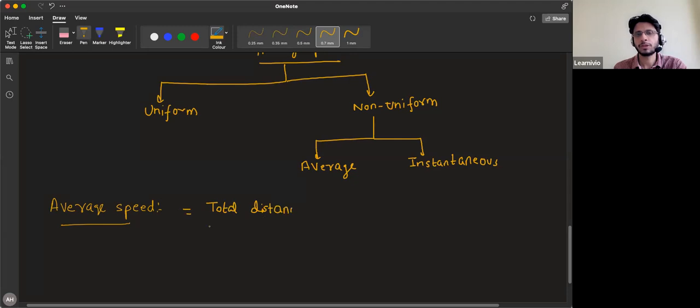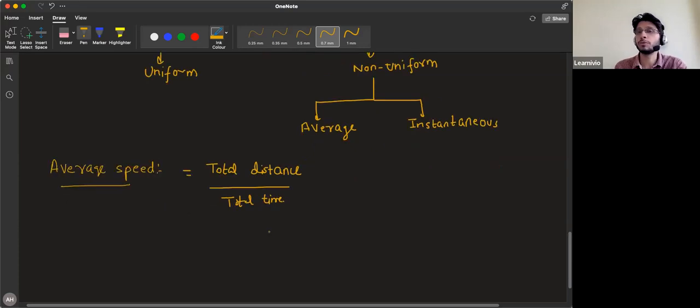Total distance divided by total time. No other shortcut, no other formula. There are a few shortcuts, but they won't be very helpful to you. So this is the only formula: total distance by total time. Even if speed and time are given, you have to calculate total distance. For example, if a body moves from A to B with a speed of 5 meters per second, and the time for which it travels from A to B is 3 seconds.